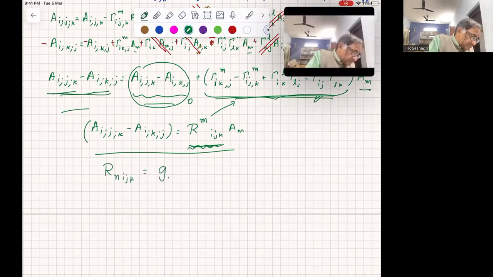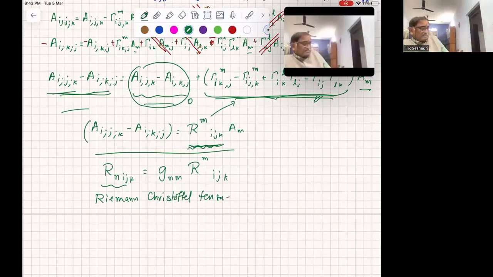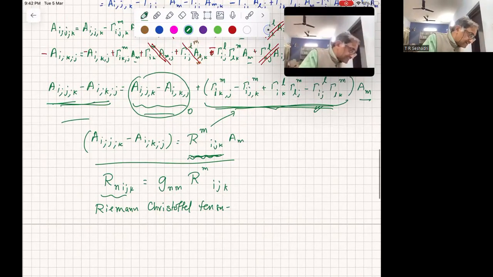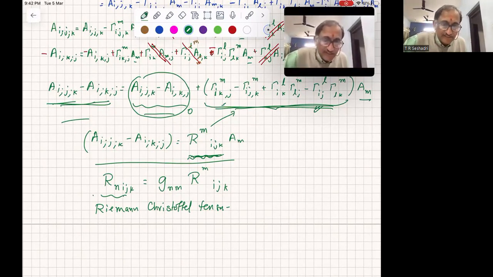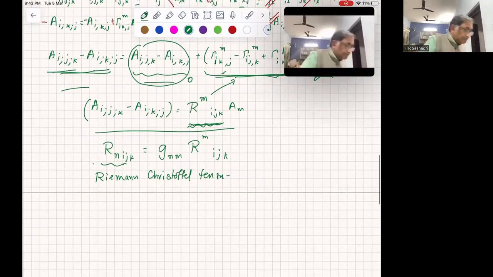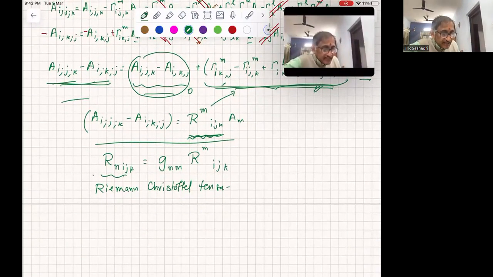Nijk, which is equal to G N M R M I J K. Basically, I'm lowering the index, and this is called the Riemann Christoffel tensor. I'm not sure about the spellings and all. And as I said, this contains the second derivative of Gij. So you know that this should contain something like the left-hand side of the Poisson equation, del square phi. Now, we will build on this to build the theory of gravity, because we have now got for the first time an object which can differentiate between curved geometry and flat geometry independent of what coordinate system I use.